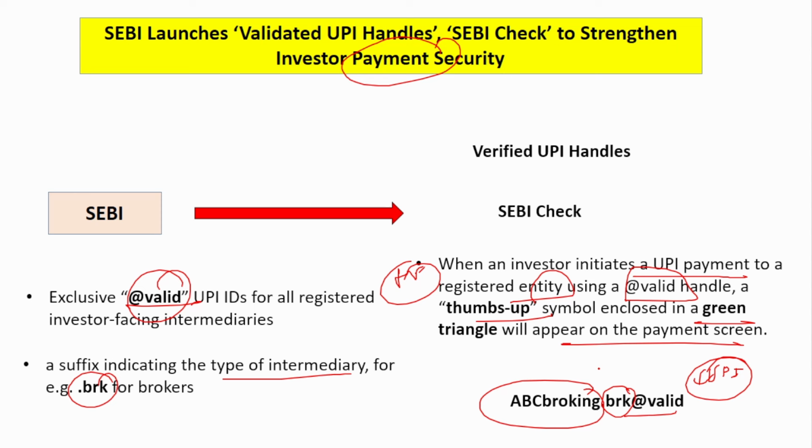So here one more checkpoint is added. When you make a payment with that @valid handle, the thumbs up symbol will also appear. This is a layer of security imposed. Suppose this layer is missed, then there is this layer. If this layer is also missed, then this layer. So layers of security have been added so that the investor does not make payment to fraudsters.